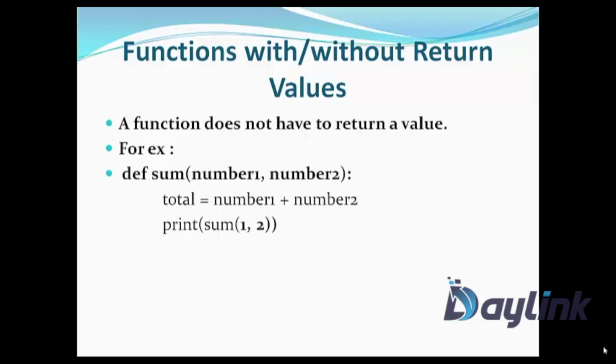For example, def sum(number1, number2) is set with two arguments, and total is equal to number1 plus number2, and print the answer. You will see the output is None because the sum function does not have a return statement. By default, it returns None.